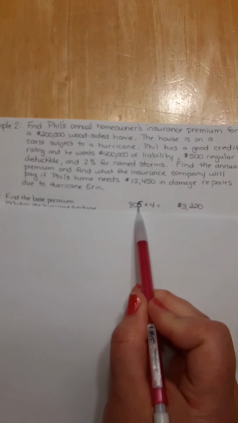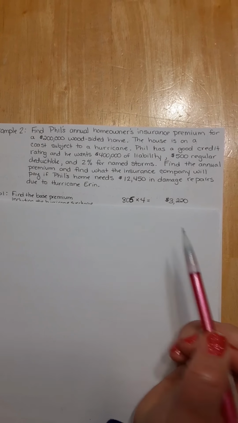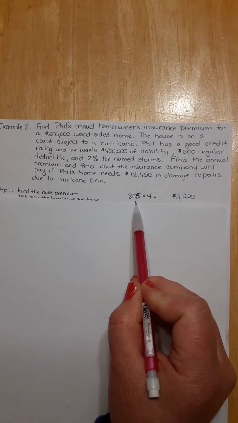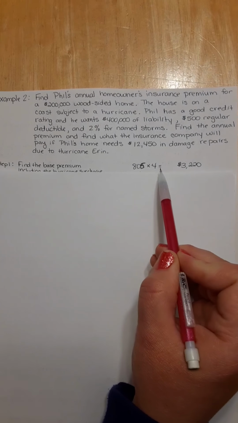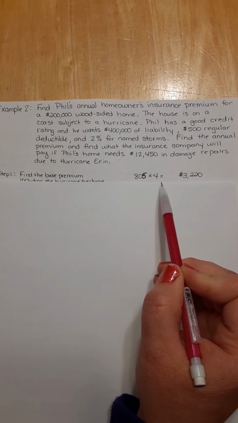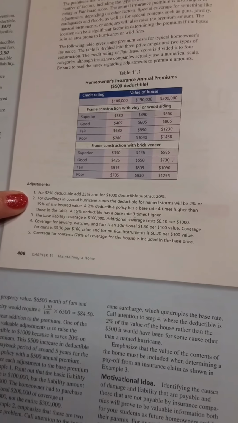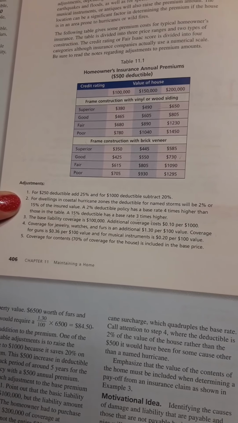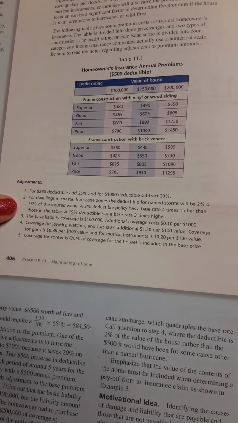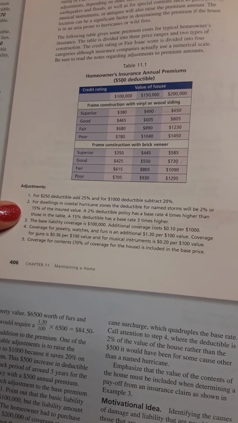So I take this $805, that's a 5, guys, sorry. And now there's this 4 here. Where did this 4 come from? The 4 came from because of storms. If you look at adjustment 2 here in your book, it says for dwellings in coastal hurricane zones, the deductible for named storms will be 2% or 15% of the insured value.